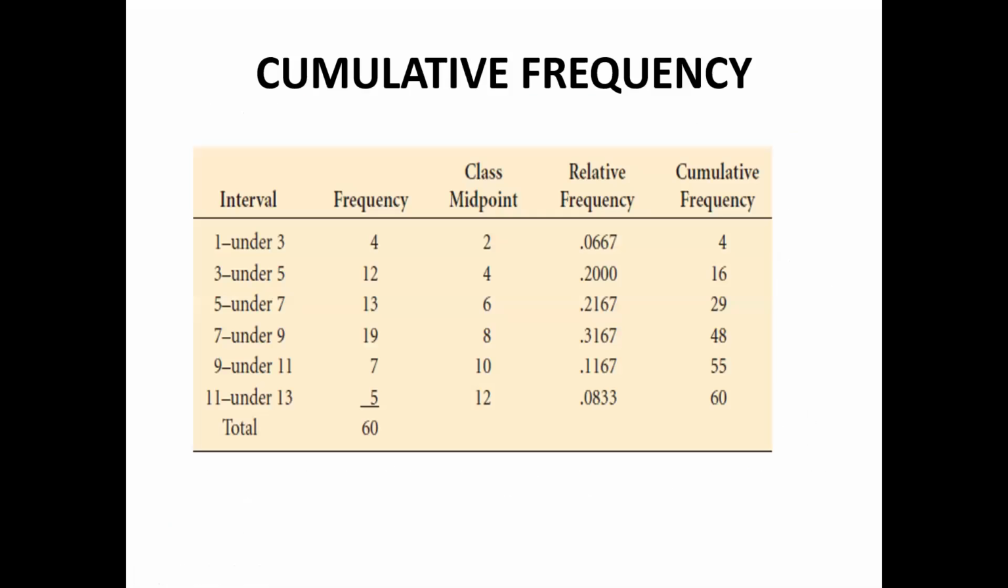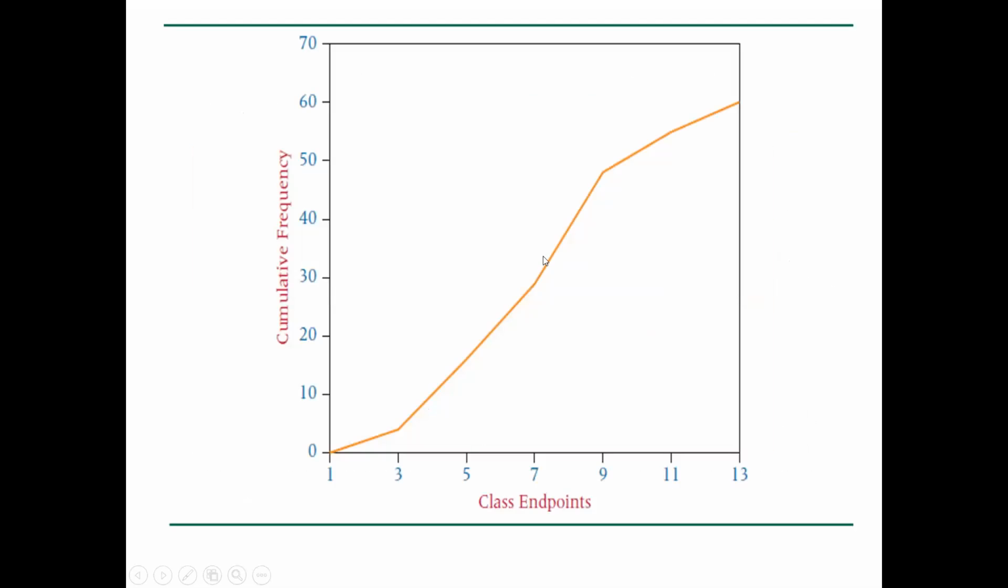So for each class interval, at 3 you will dot the cumulative frequency 4, then at 5 a dot at 16, at 7 at 29, at 9 at 48. This is how you put a dot and then you connect these dots. So it becomes your cumulative frequency polygon.